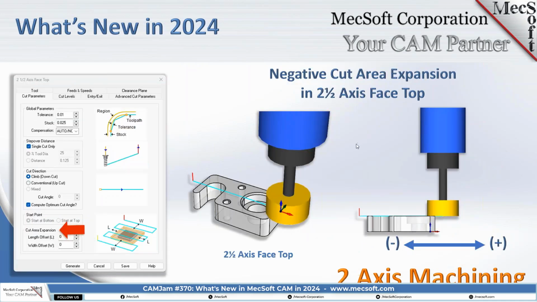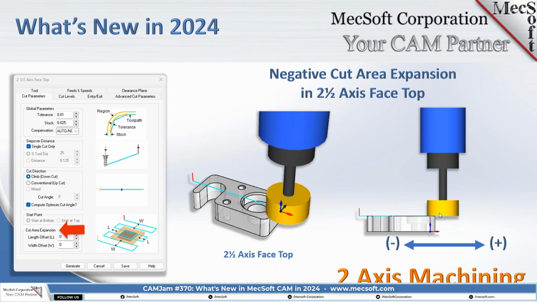We've got our 2-axis enhancements. Two things here. We've got the face top operation on the left. You see the 2.5-axis face top cut parameters dialog. And now you can specify a negative cut area expansion.